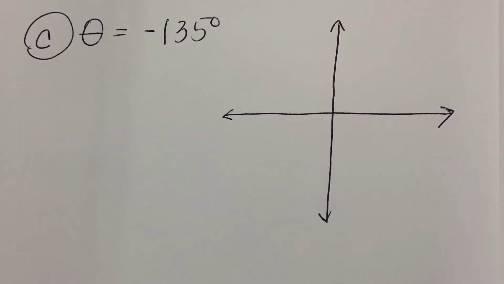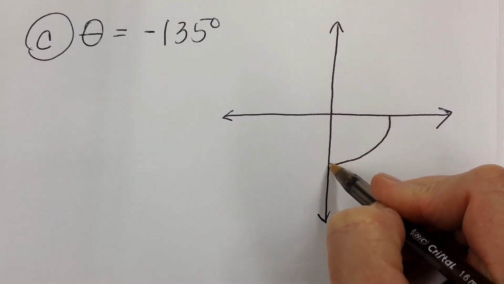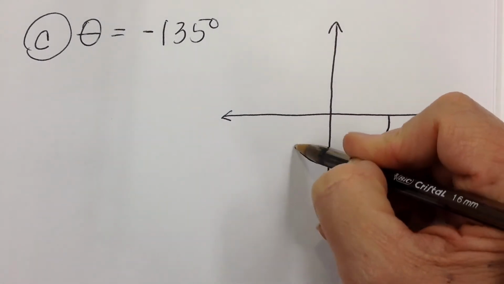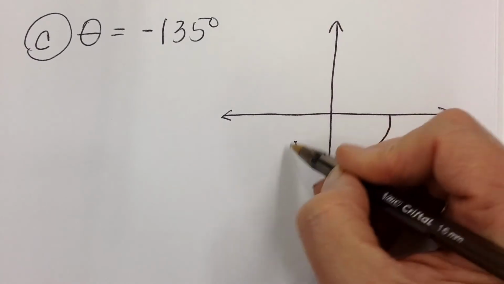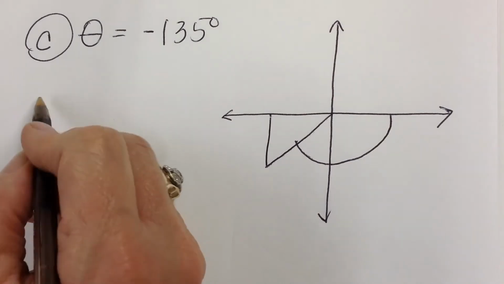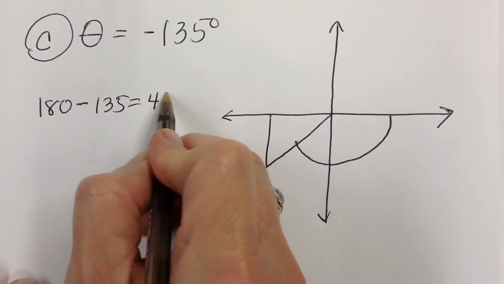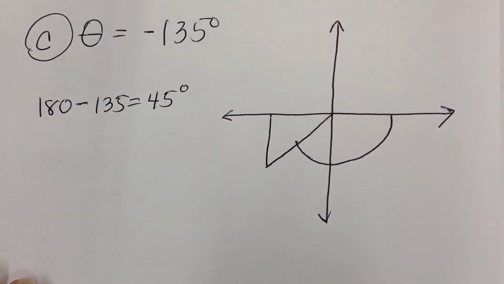Let's look at this problem and find the reference angle. Theta is negative 135 degrees. Now, this is the first angle that's negative. Negative angles are drawn clockwise. So this is down to negative 90 and on around to negative 135. So to find my reference angle here, I will simply say 180 minus 135. When you subtract, you get 45 degrees. Reference angles are always positive.